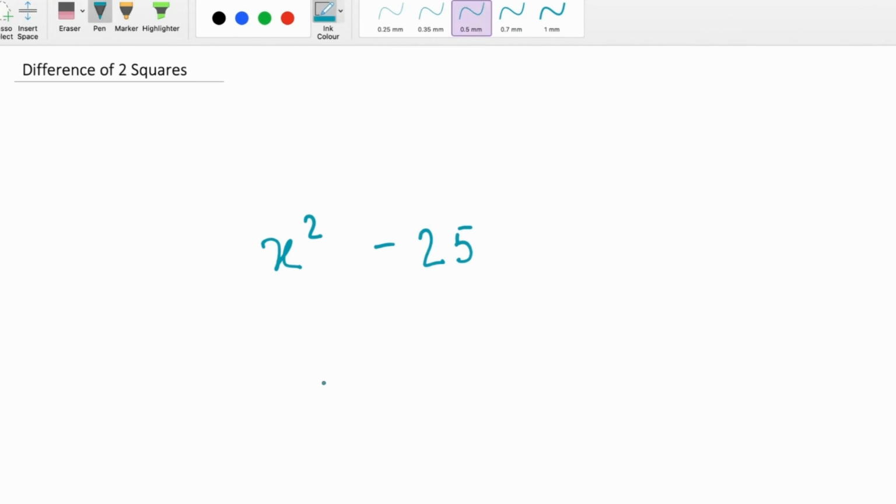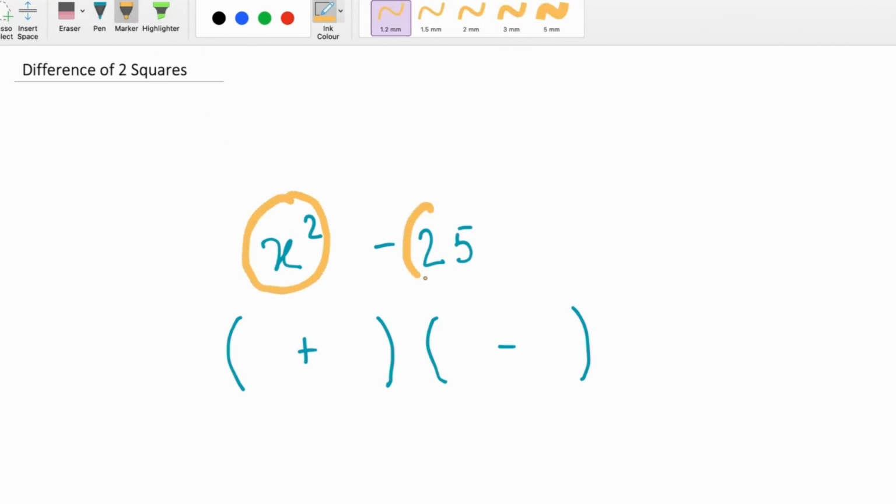The first step is we form two brackets, 1 and 2. In each of these brackets, one will have a plus sign, the other one will have a minus sign. That's the end of step 1. The second step is the two terms that will be in here will be the exact same as the two terms in here. Now, what are those two terms? Those two terms are just the square root of your two terms in the question.